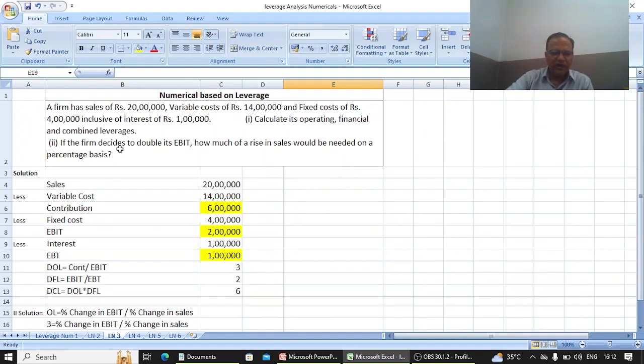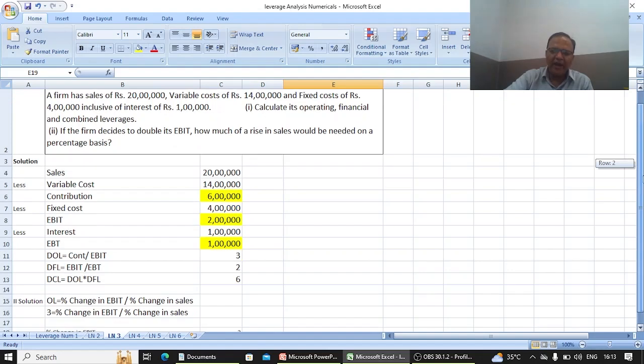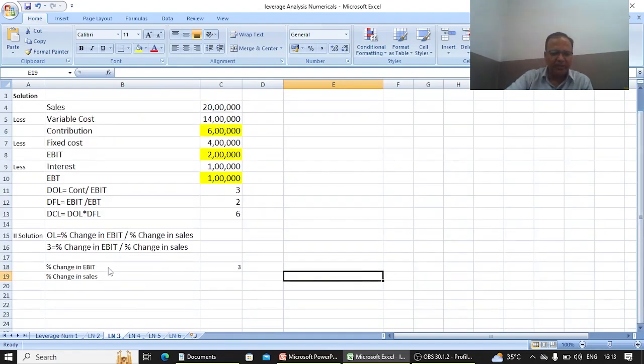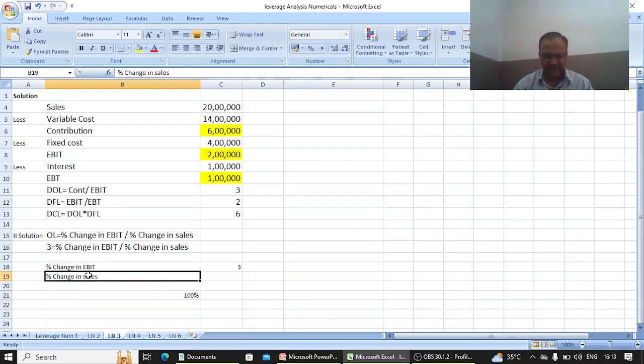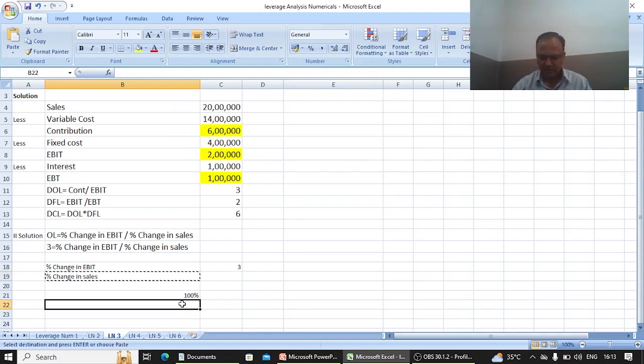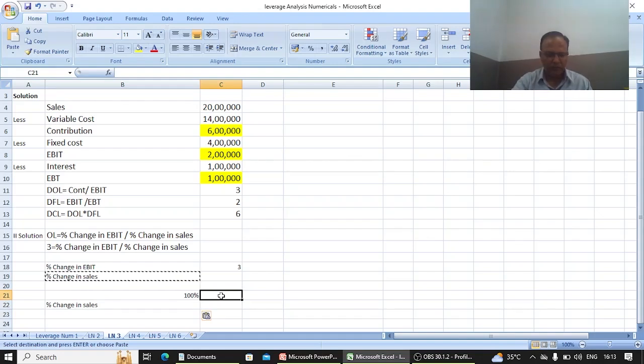Now, in the question it was given that the firm decides to double its EBIT. It means a change of 100%. So percentage change in EBIT means 100% divided by percentage change in sales is equal to 3.